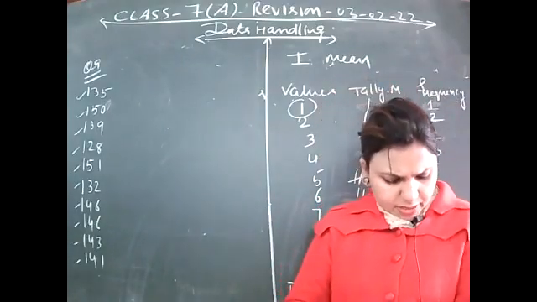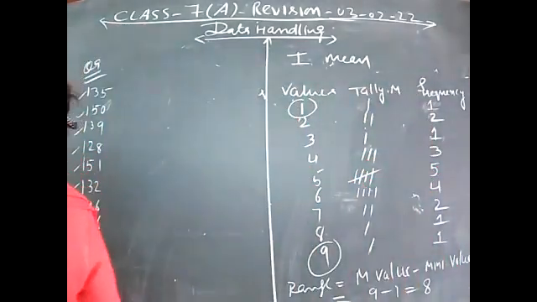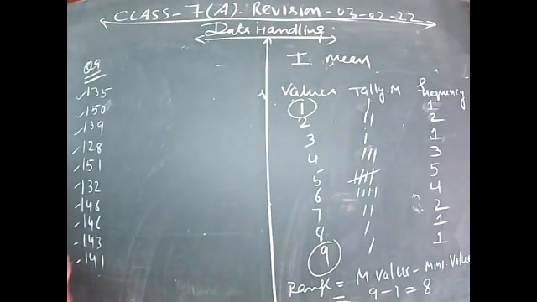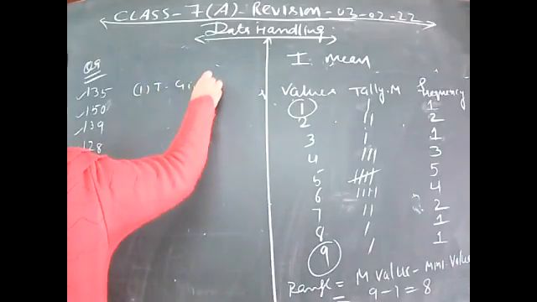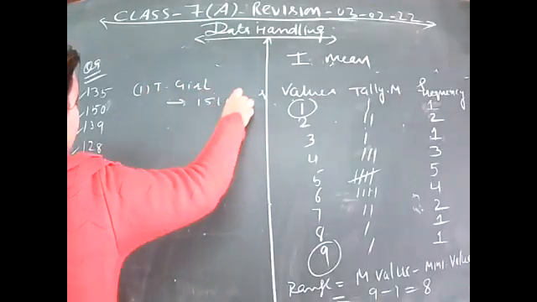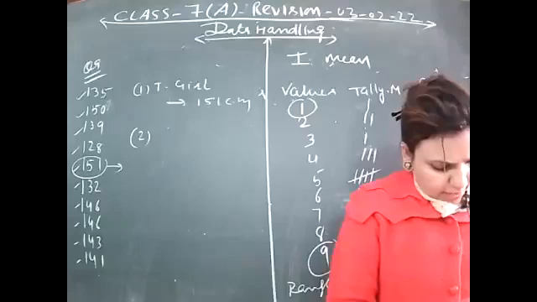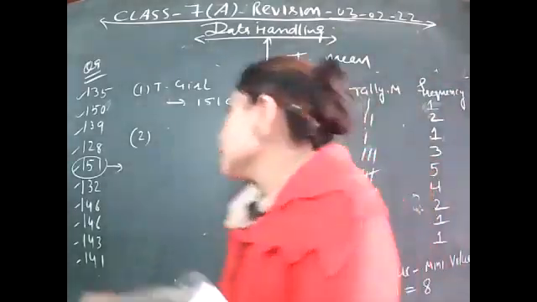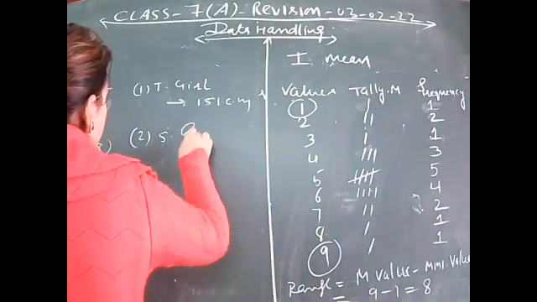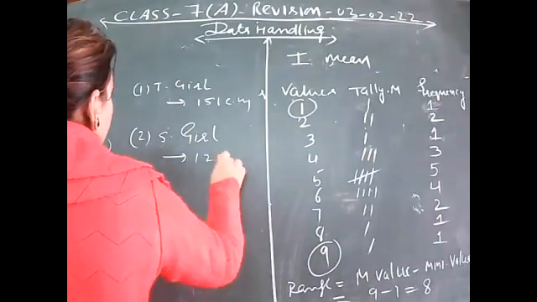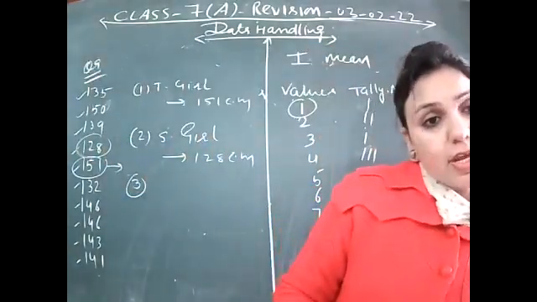First of all, he says, what is the height of the tallest girl? सबसे जो tall है girl, उसकी height कौन सी है? You see, which value is the maximum? I think 151 centimeter. So height of the tallest girl is equal to 151 centimeter. Second part. What is the height of the shortest girl? सबसे कम height वाली लड़की अगर हम देखें, तो this is 128. Shortest girl height 128 centimeter. Third, what is the range of the data?